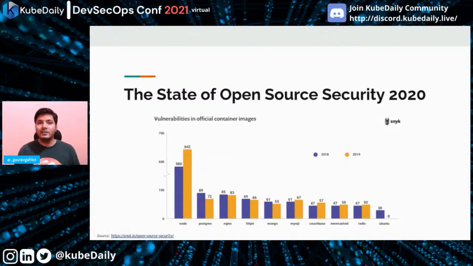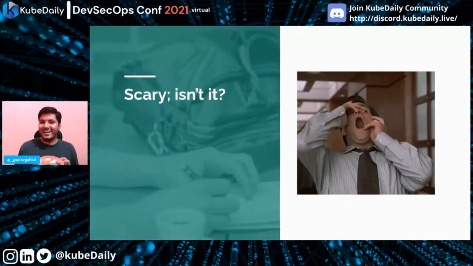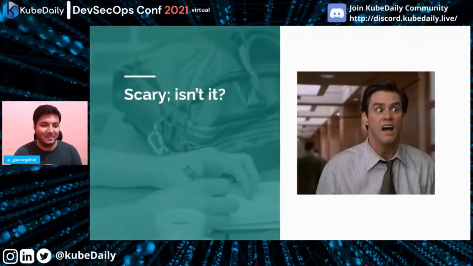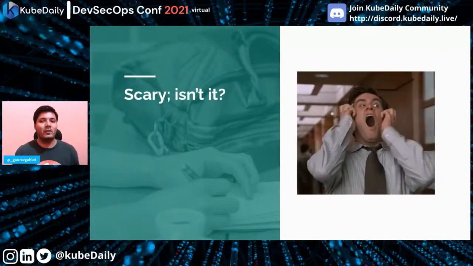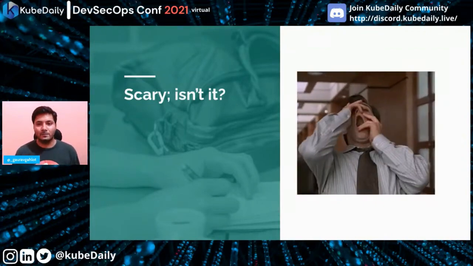Meaning the images that we are using today are not really secure. A lot of web tools are running Node. But look at this number, 642 vulnerabilities in Node. Are we really secure? This could be really scary. And you may look something like this. This is really scary. So instead of being overwhelmed and scared, what can we do?